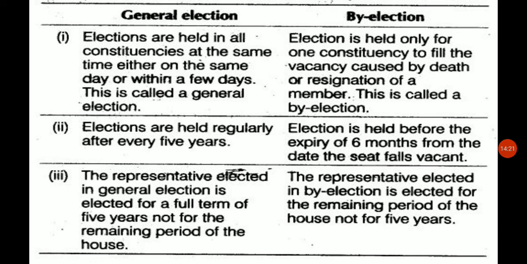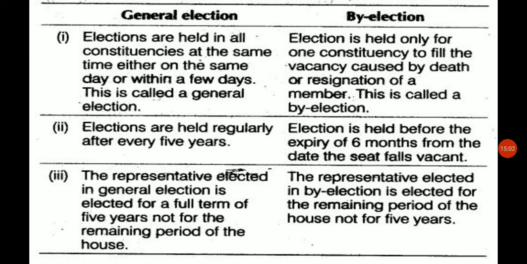So there is a difference between a general election and a by-election. First, in a general election, elections are held in all constituencies at the same time, either on the same day or within a few days. In a by-election, the election is held only in one constituency to fill the vacancy caused by the death or resignation of a member. In a general election, the whole country is involved, but in a by-election, only a few people are engaged in the election.